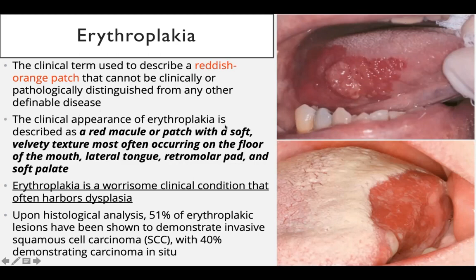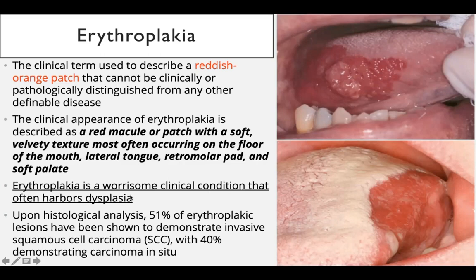The clinical appearance of erythroplakia is described as a red macule or patch with a soft velvety texture, most often occurring on the floor of the mouth, not roof, floor of the mouth, lateral tongue, retromolar pad, and soft palate. So this is the place where erythroplakia will develop. While there is absence of other signs and symptoms, we just have a reddish orange patch, erythroplakia.